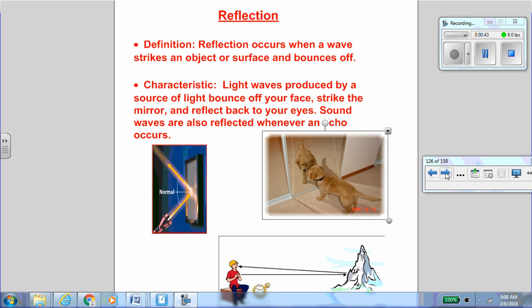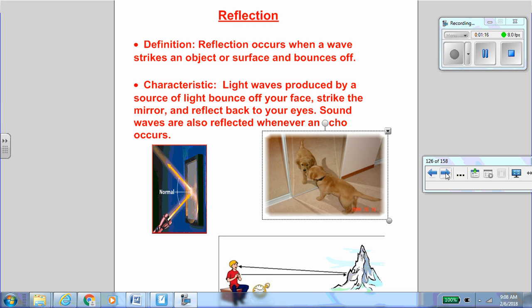Let's first talk about reflection, which is probably the wave behavior that you are most familiar with. Well, what happens whenever we are able to see reflections in the mirrors? Well, reflection occurs when a wave strikes an object or surface and it bounces off. Light waves are produced by a source of light that bounce off of your face. So whenever I'm looking in the mirror, there has to be a source of light in order for me to be able to see my reflection. The light from the source will bounce off of your face. It strikes the mirror and then it reflects back to your eyes.